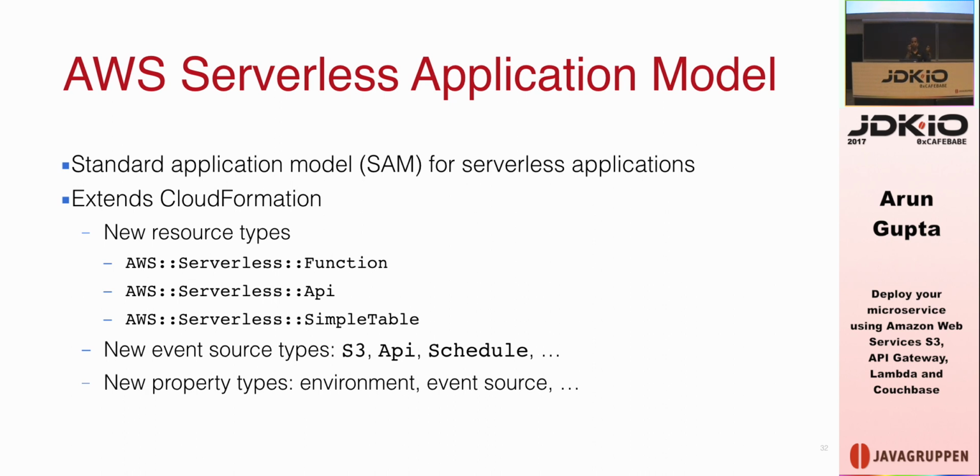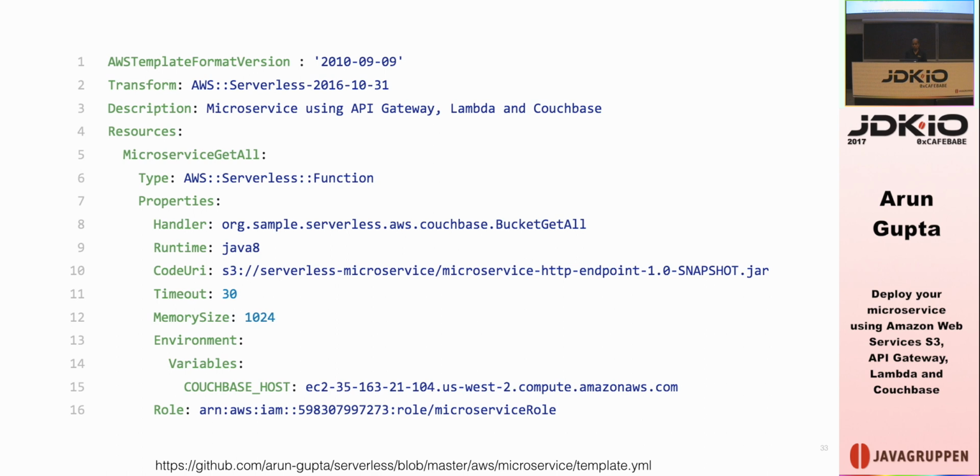Similarly, simple table is a DynamoDB table, where any updates to the DynamoDB table will trigger my Lambda function here. So there are new event source types, as I was talking about, S3, API and schedule. And then there are property types as well, like environment and event source, where the event is coming from.